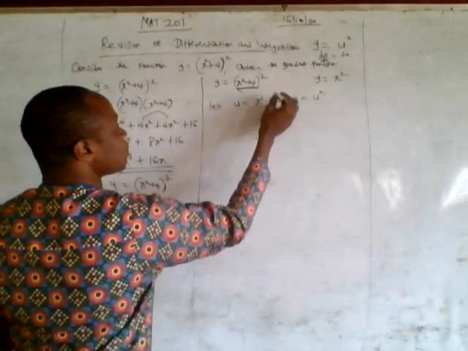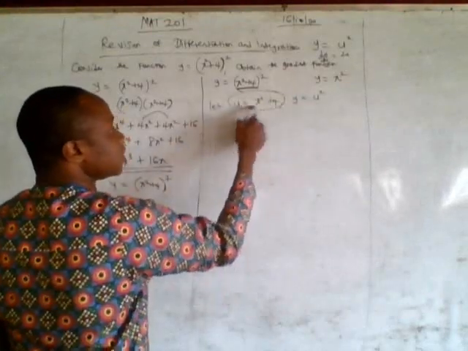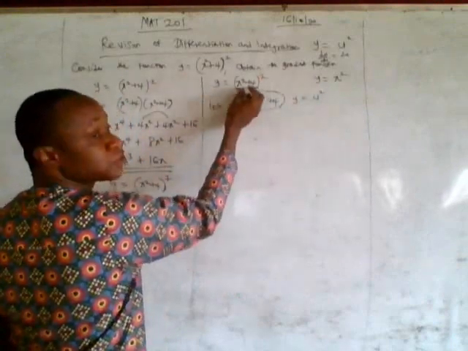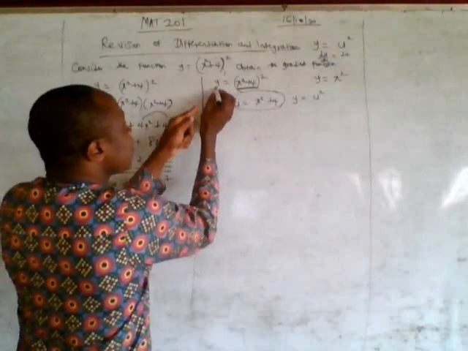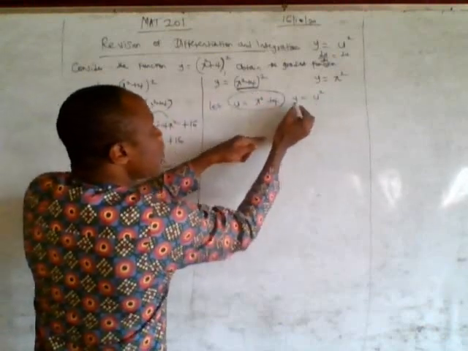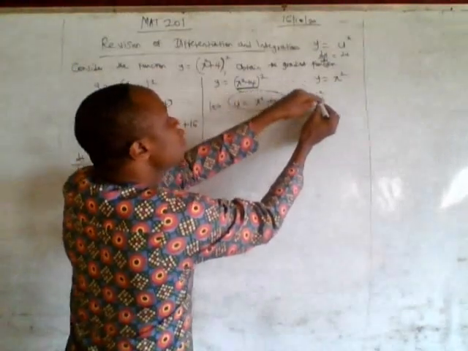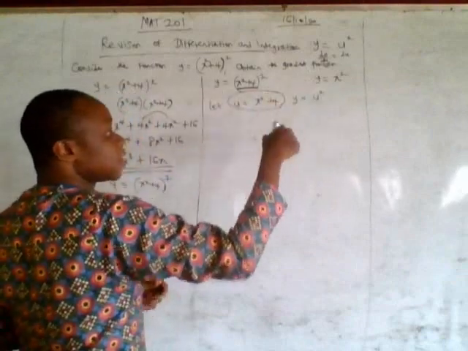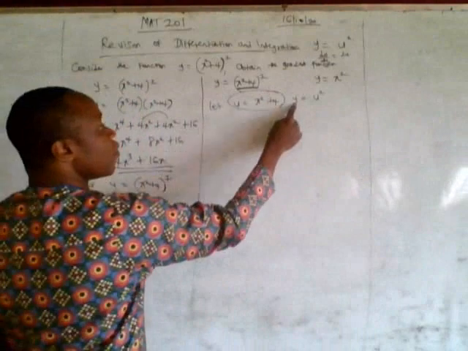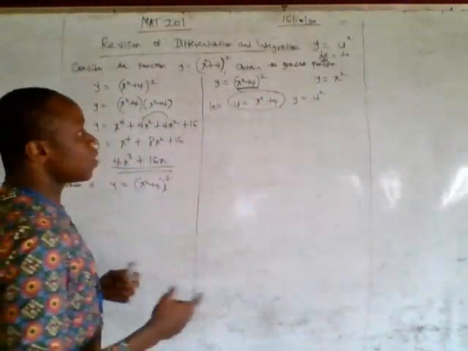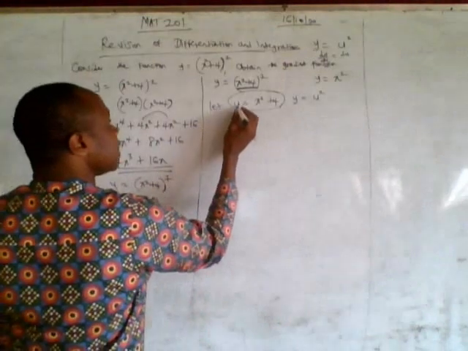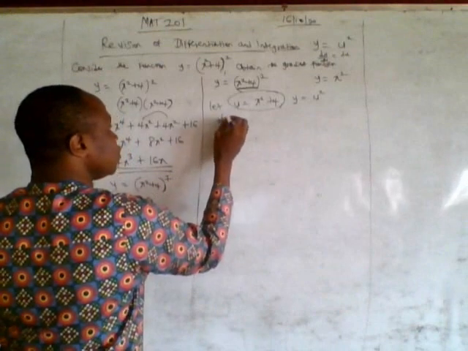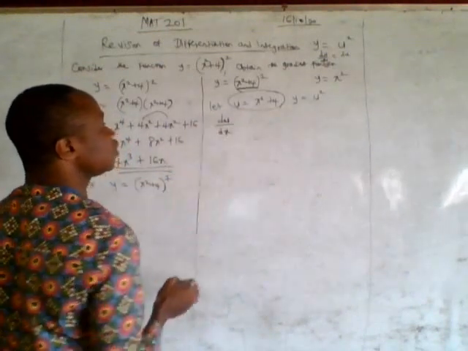Such that for u and x squared plus 4, this is a function. u is now a function of x, y is now a function of u. But the original question had y as a function of x. So we have y, which is a function of u, where u is a function of x. That means y is a function of a function. So what we do is to find the rate at which u changes with respect to x. That is du/dx.